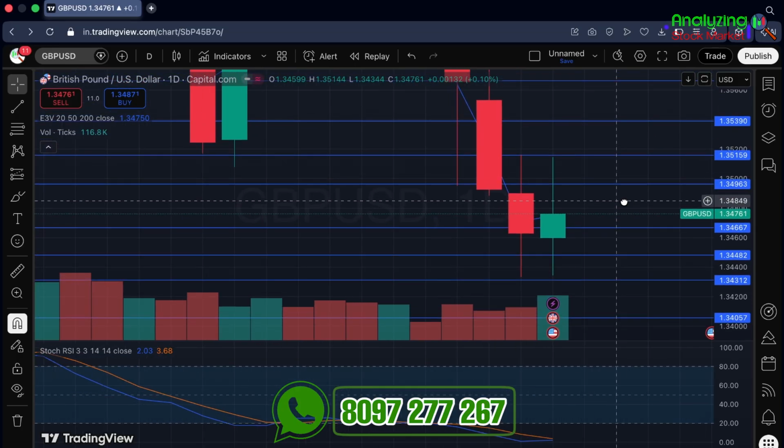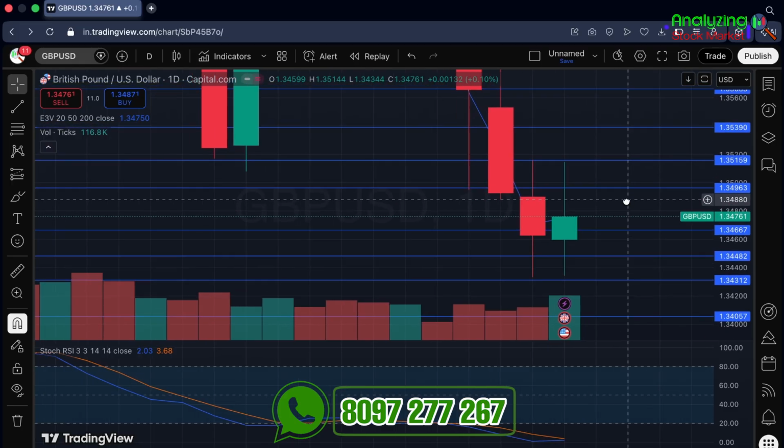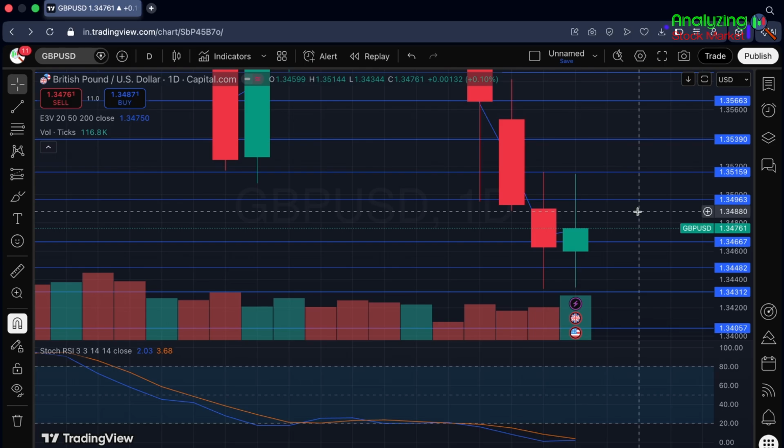Here, the important support zones and resistance zones are already marked. So currently we don't need to mark any new levels. You can mark the same levels that I already marked during the previous week's analysis. Let's now directly talk about the closing first. Here 1.34761 is the closing.